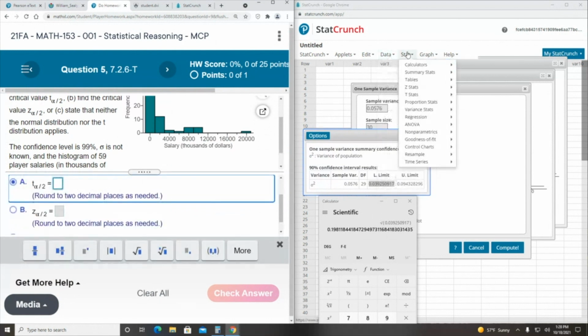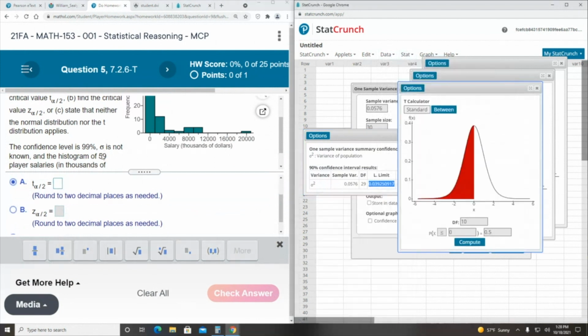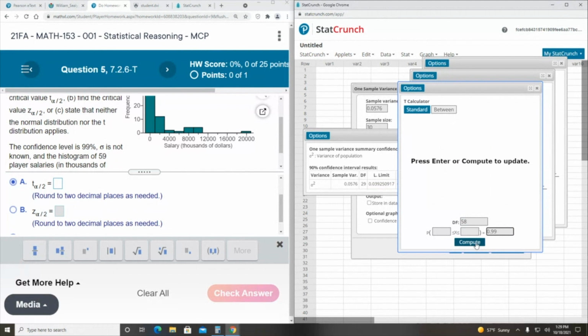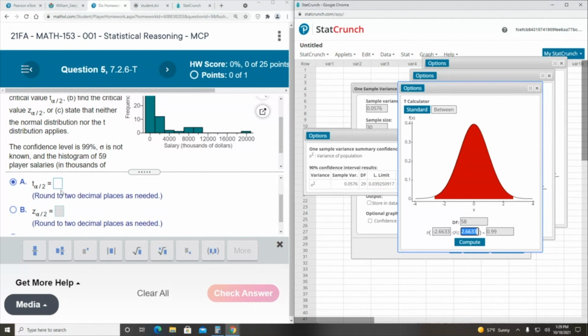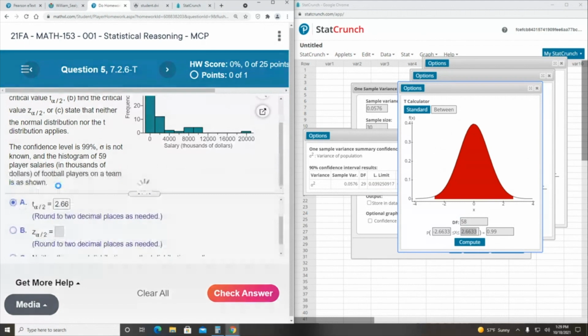So in StatCrunch, we go to stat, we go to calculators, we go to the t calculator. There were 59 players. So using our formula n minus 1 to get degrees of freedom, we say 59 minus 1 is 58. I'm going to take the shortcut and use the between tool. We have a 99% confidence level. So change this probability, this area, into 99. And my right-hand side will have 2.6633. I'll round that to 2 decimal places and get 2.66. That's how to do it.